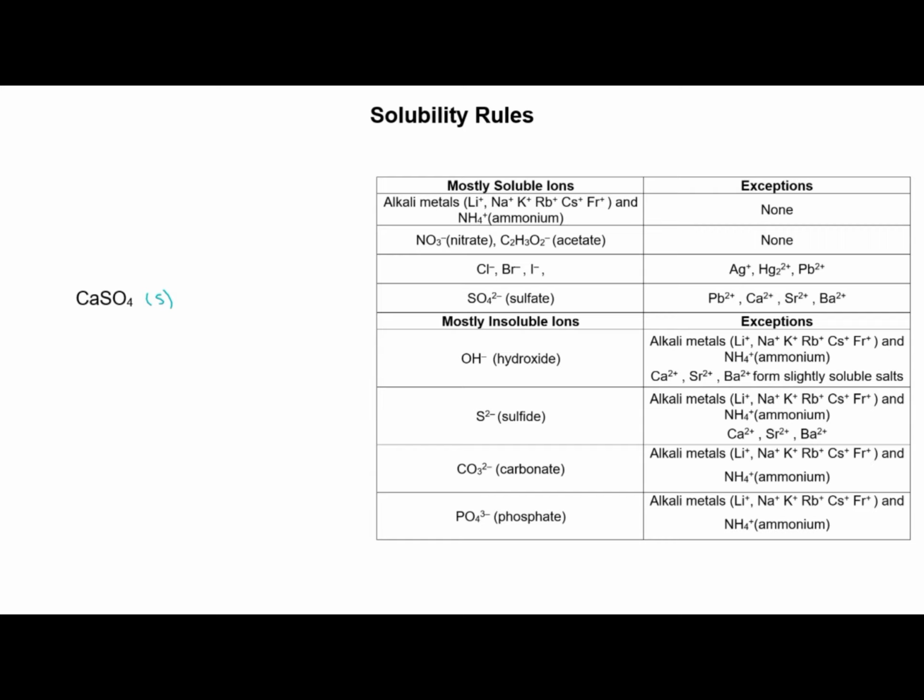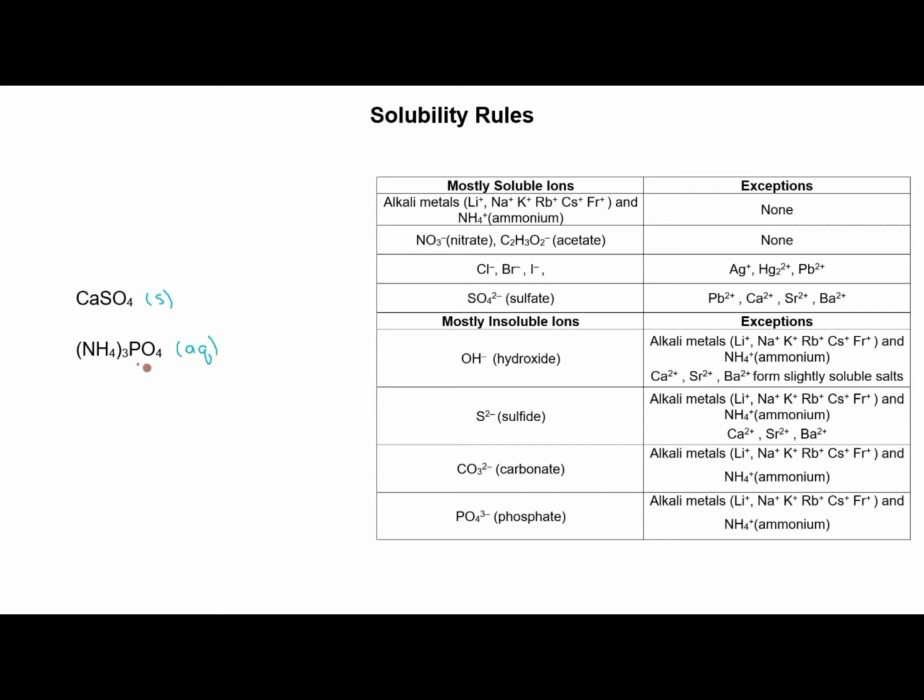Let's look at another salt. Okay, this is ammonium phosphate. Again, we can look at cation or anion, and sometimes we have to look at both. So starting with my cation, my ammonium, I see that I do have a rule for my ammonium ion. It is a mostly soluble ion, and there are no exceptions. That tells me that ammonium phosphate is soluble. So let's write an AQ to stand for aqueous.